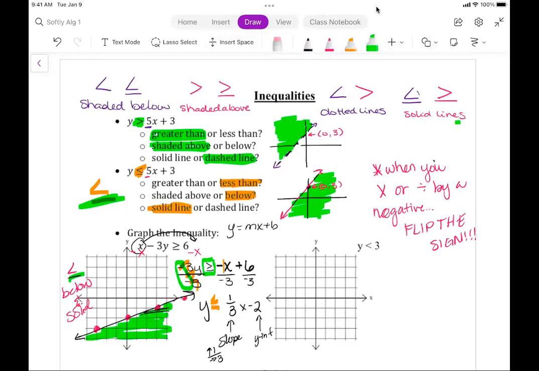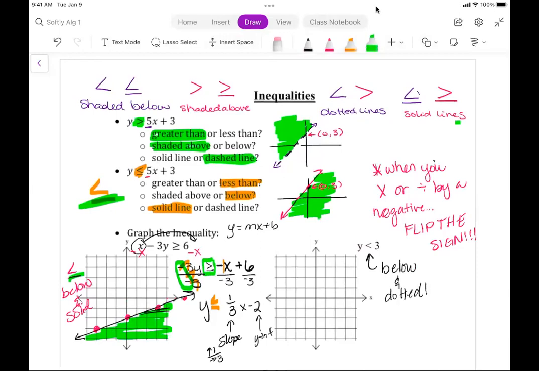All right. So now I have this right here: y is less than 3. This is already solved. My y is by itself. So now I just need to pay attention to this sign. Less than. That would be below. And it's not an equal to, so I know that it's going to be a dotted line.